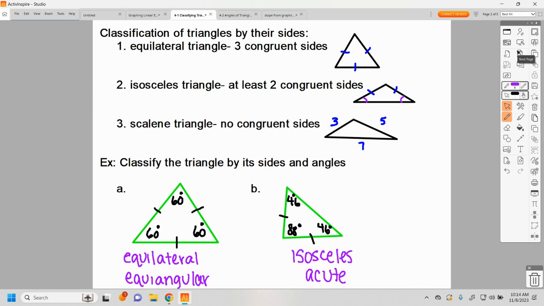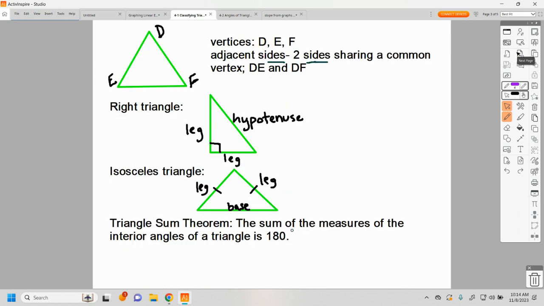Okay. All right. So that's classifying triangles. Now, guys, just so you know, this is really just covering back to basics, just making sure we're all starting off on a clean slate. Vertices. So the vertices of that top triangle are going to be D, E, F. When I'm talking about adjacent sides, guys, adjacent angles share a common side. Adjacent sides share a common vertex. All right. So like side ED and DF would be adjacent.